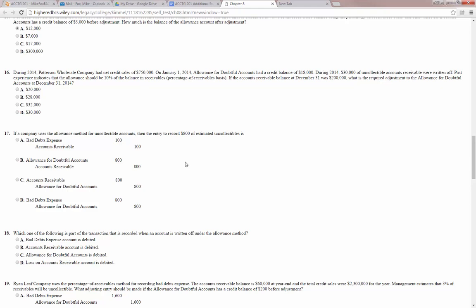All right, number 16. During 2014, Patterson Wholesale Company had net credit sales of $750,000. January 1st, 2014, the allowance for doubtful accounts had a credit balance of $18,000. During 2014, $30,000 of uncollectible accounts receivable were written off. Past experience indicates that the allowance should be 10% of the balance in receivables. If the accounts receivable balance at December 31st was $200,000, what is the required adjustment for the allowance for doubtful accounts?